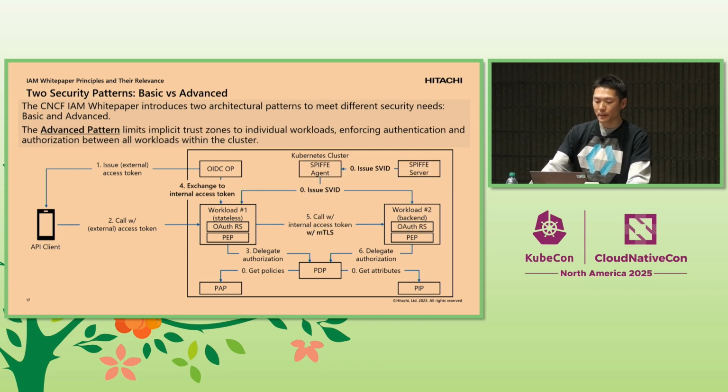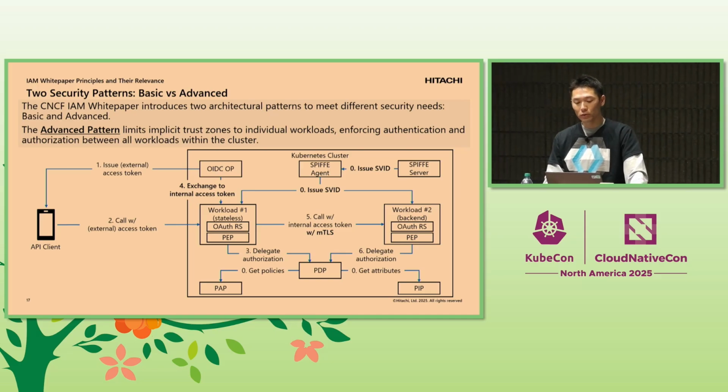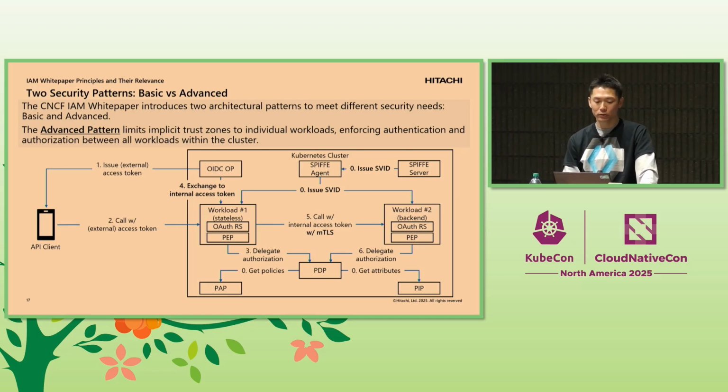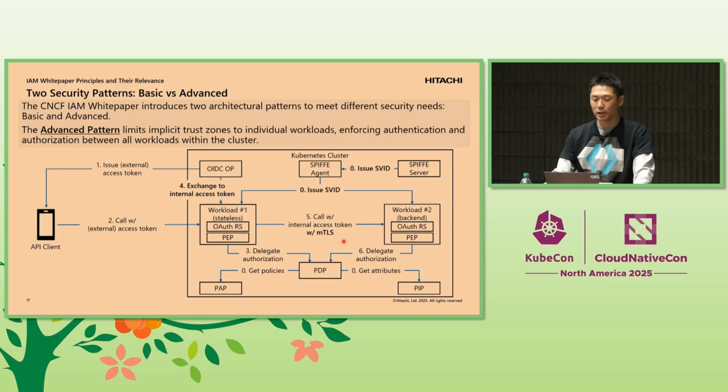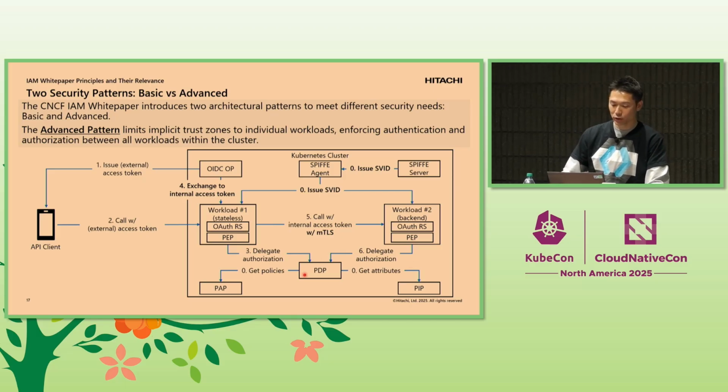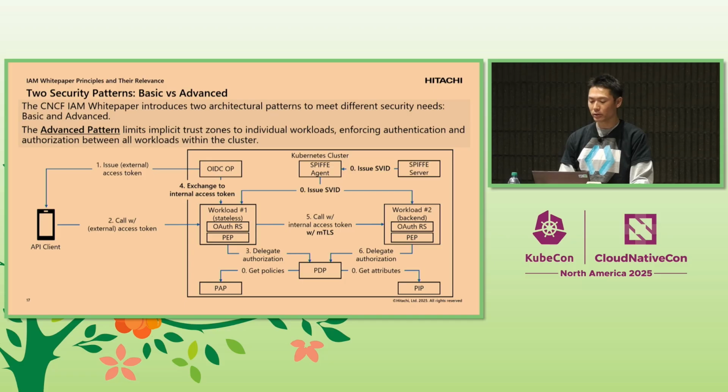In the advanced pattern, each workload is treated as its own implicit trust zone. All service-to-service traffic within the cluster is secured using SPIFFE-based mutual TLS, so every connection is authenticated and encrypted. External access tokens are exchanged for internal access tokens before being passed to the downstream workload. At every workload, authorization is enforced by evaluating policies via the PDP. This approach defends against lateral movement and credential replay, providing a zero-trust environment inside the cluster.